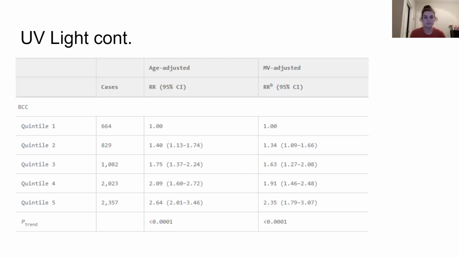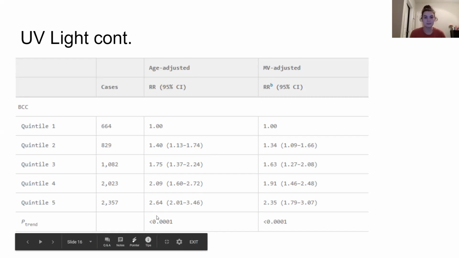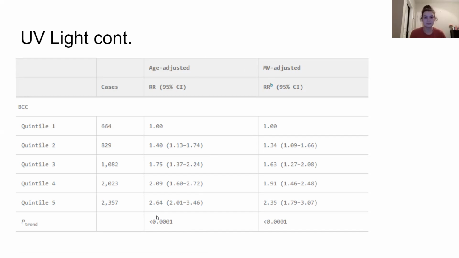Wrapping this up, this is just a cleaner lineup of the data. Age adjusted, obviously it has to be age adjusted, because age is a very strong correlative factor to the contraction of basal cell carcinomas, and skin color is too, so they had to do multivariate adjusted as well. But again, I'll reiterate, the p-value for the trend is highly significant. And if anything can be taken away from the study, it's the importance of sunscreen. Sunscreen is going to protect from those UV rays, especially if you're a fair-skinned individual, and those UV rays look to be highly correlative.